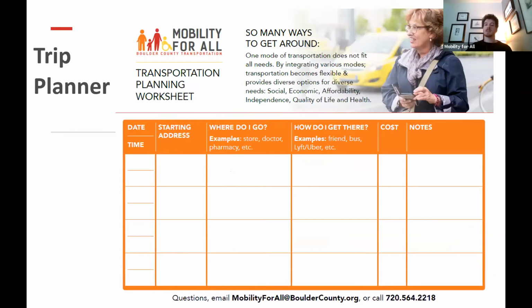On the other side of the worksheet, you'll see this grid, and this is the planning worksheet. So you have your date and time, starting address, where you're going, how you're going to get there, and then the cost and notes. So this just gives you an opportunity to compare the costs across different platforms, whether that be taking RTD versus taking Uber or taking Lyft, and lay out what that would look like. I don't know if Lisa or Leonard, if you would have an example of a place that you would go regularly that you might use this worksheet to help you figure out what would be your best option.